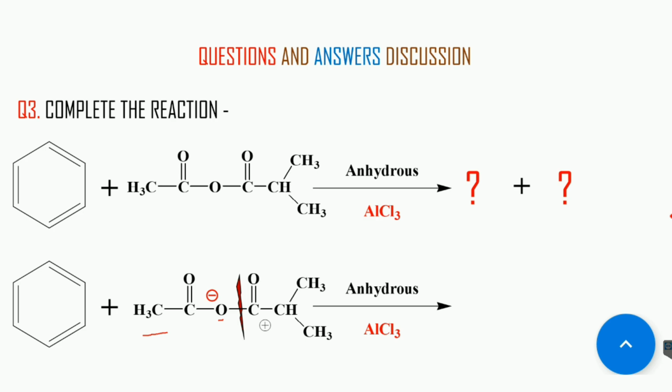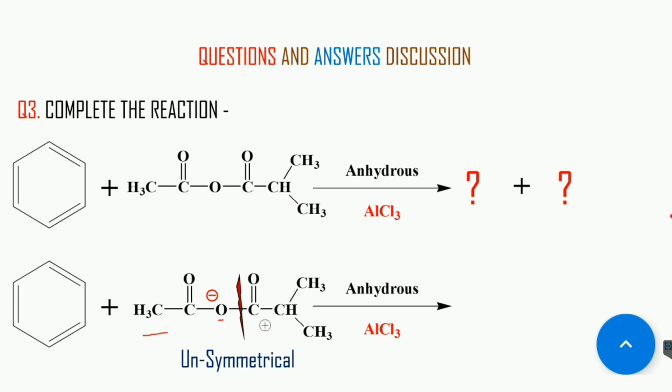But there is a problem for this reactant. Why? In our previous one, that was a symmetrical reactant. Both sides could generate the same electrophile, but in this one it's an unsymmetrical reactant. Both sides are not equal.